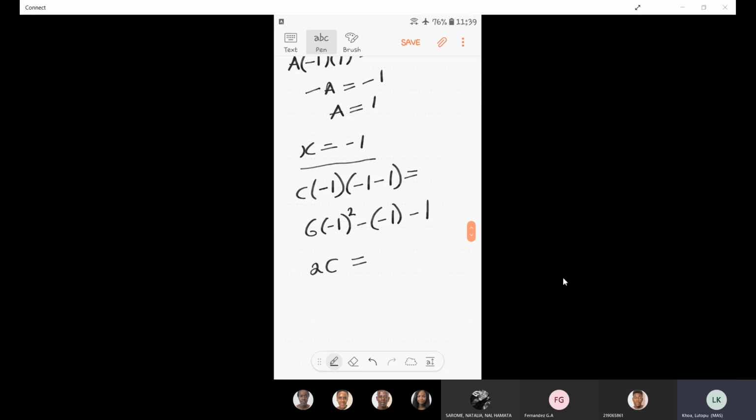And then on the right hand side, you'll see that these two will cancel because this is positive 1 and that is negative 1. They give me 0, and then negative 1 squared is just equal to 1. So it's 6 times 1, then I get 6. So this means that C is equal to 3.